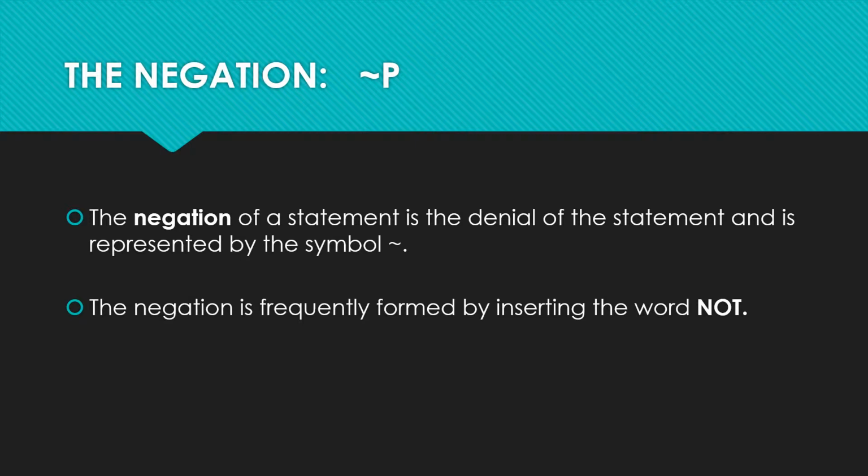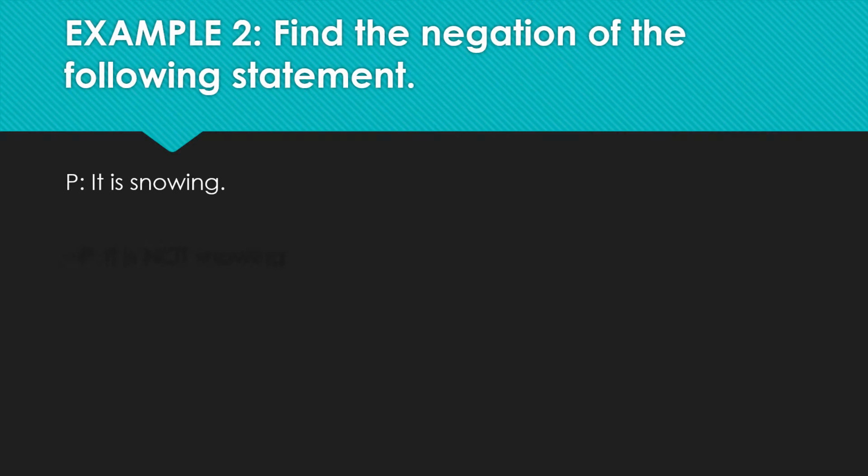So the negation of a statement is the denial of the statement and is represented by the tilde symbol. The negation is frequently formed by inserting the word not. So let's find the negation of the following statement. The statement P is, it is snowing. So we need to negate that. If we're looking at not P, that would be, it is not snowing. So that would be the negation of that statement. So not P is, it is not snowing.